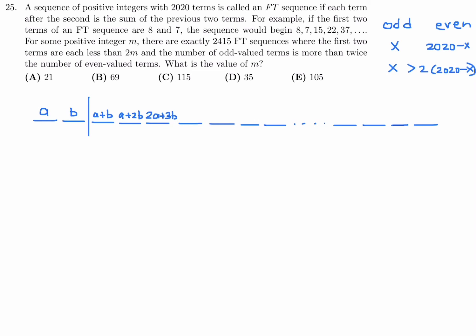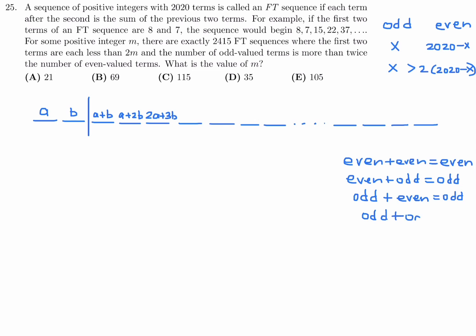So let's first talk about what happens when you add 2 numbers. If you add 2 numbers and they're both even, even plus even is even. If you add 2 numbers, one is even and one is odd, the result is odd. If you add, again, 2 numbers and then you just reverse the order, the result is the same. And then finally, the last one would be 2 odds added together, and that result, interestingly, is even.